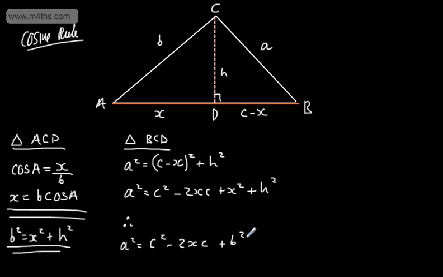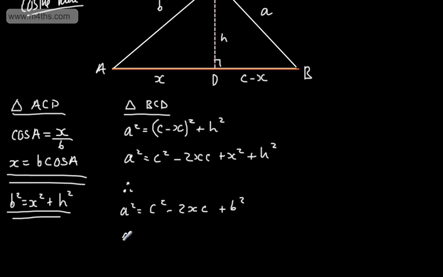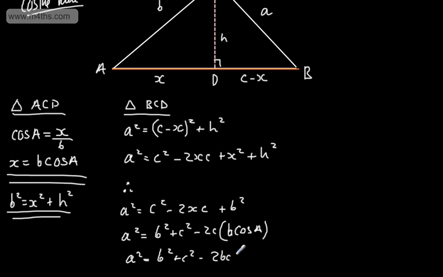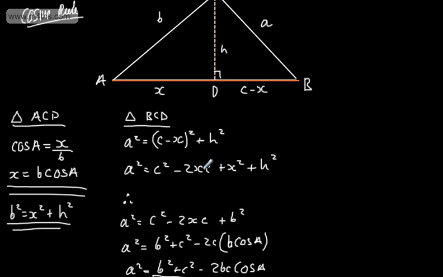If we think about what we have here, we can just tidy this up and write that a squared is equal to b squared plus c squared minus 2, and then what we have here is c multiplied by x. We already have an expression for x, and that's going to be b cos A. So all I've written now is that a squared is going to be equal to b squared plus c squared minus 2bc cos A. So we can see how using basic right angle trig and Pythagoras has allowed us to show the cosine rule.